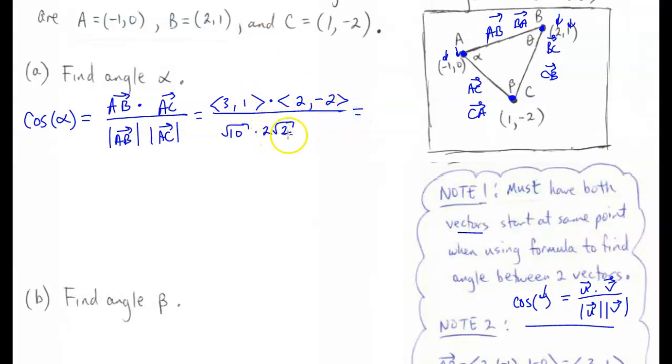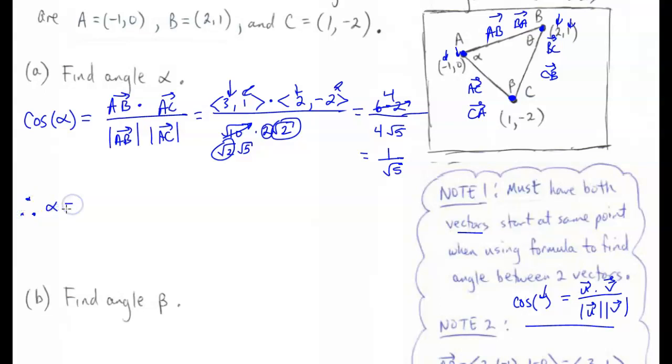All right, and so in doing this, our denominator here, if we split up this square root of 10 as square root of 2 times square root of 5, then we're going to have 2 times square root of 2 times square root of 2, and that ends up being 4 times square root of 5. For our dot product, we would have 3 times 2, which is 6, plus 1 times a negative 2, which is minus 2. And of course, all of that is just 4. And so this just lends us to say that 1 divided by square root of 5 is what cosine of alpha would be. So therefore, alpha would just be cosine inverse of 1 divided by square root of 5.